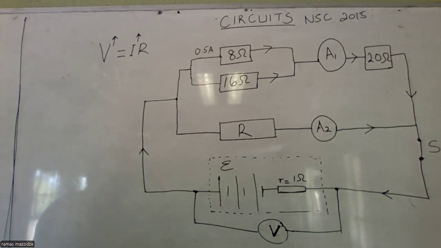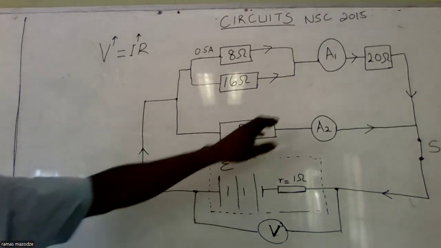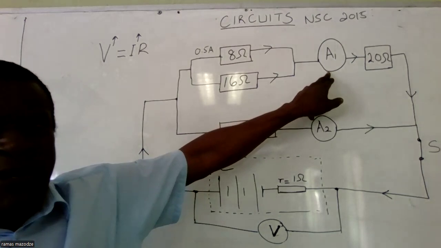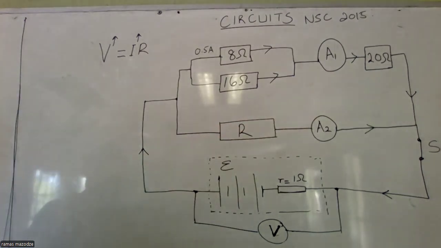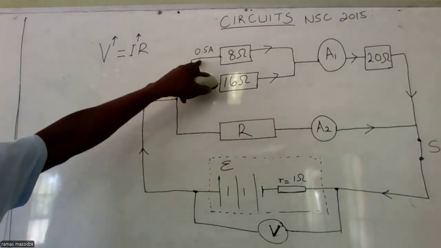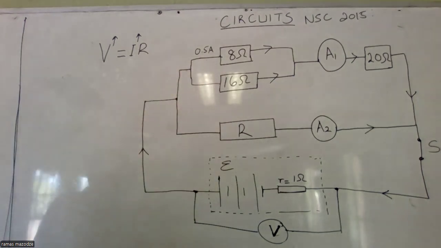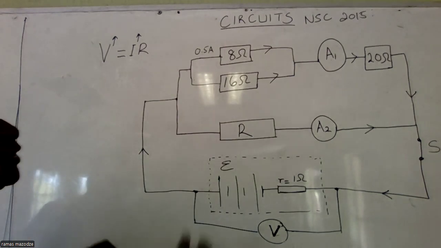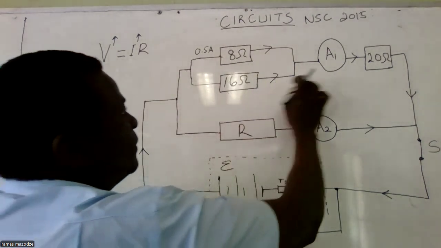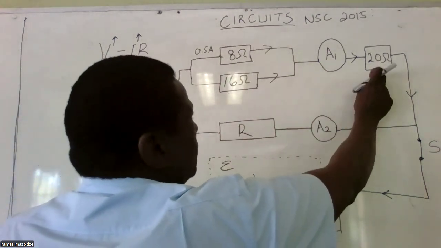You get that one. Then the next question they asked is, calculate the ammeter reading A1. Good. You are given that 0.5 amps is passing through there. So these two resistors are in parallel, and these two are in series with that one.